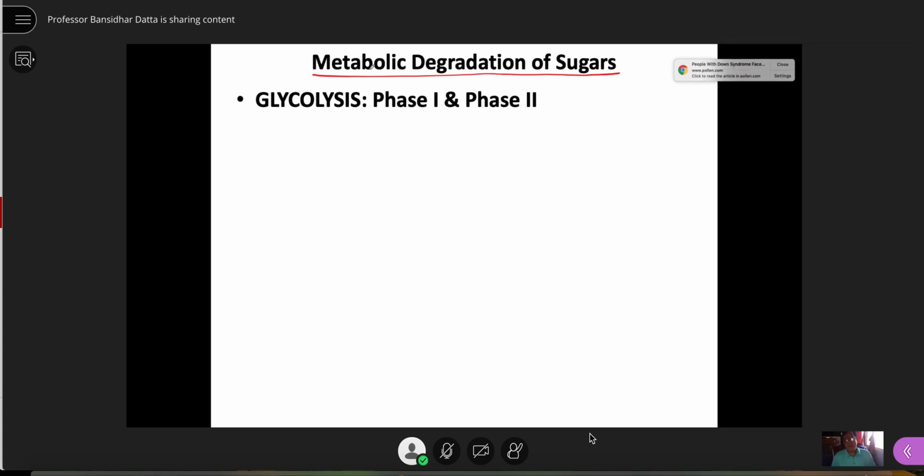The intestine has some enzymes. Those enzymes, for example lactase, will degrade the lactose into galactose and glucose. Sucrase will degrade sucrose into glucose and fructose. So all those disaccharides that we take in our diet, in the intestine we have enzymes that will degrade them into monosaccharides. Those monosaccharides ultimately will go to glycolysis. Glycolysis is the first step of the degradation of sugars.